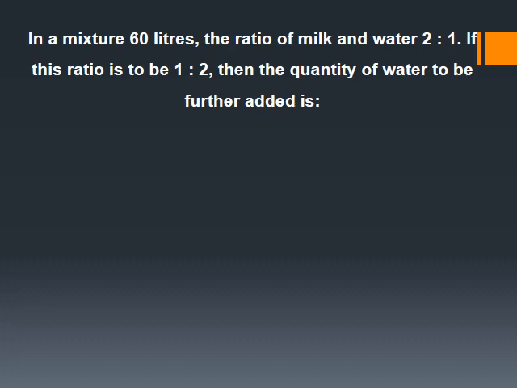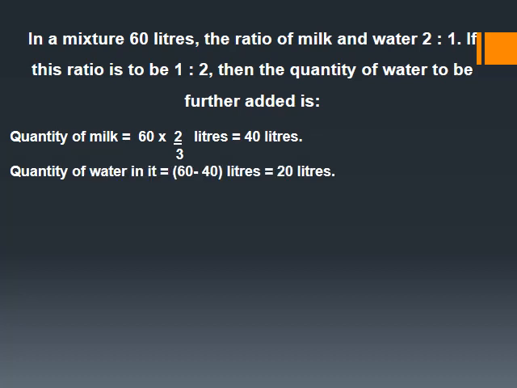Now, if this ratio is to be 1:2, then the quantity of water to be further added. So we want to change this ratio to 1:2. How much amount of water is to be added? Let us see this. As I said, quantity of milk will be 60 times 2/3. That will be the portion of milk in the total, that will be 40 liters. So out of 60 liters, 40 liters will be milk, and the rest 20 liters will be water. Quantity of water: out of 60, 40 is taken by milk, 20 is by water. Now the new ratio that we need is 1:2.